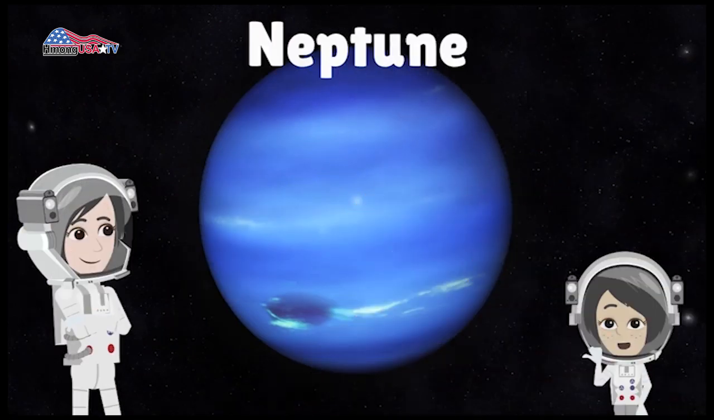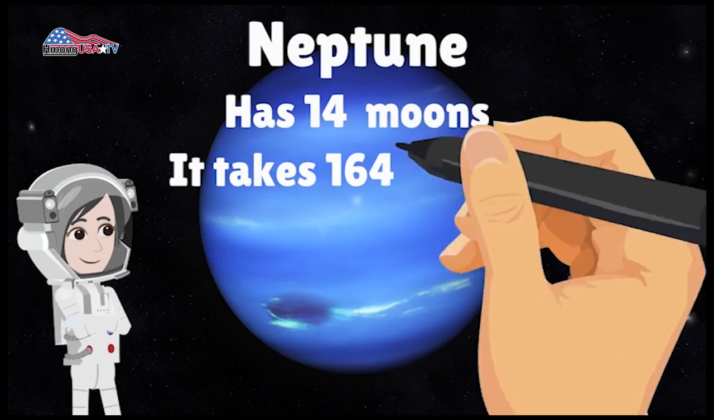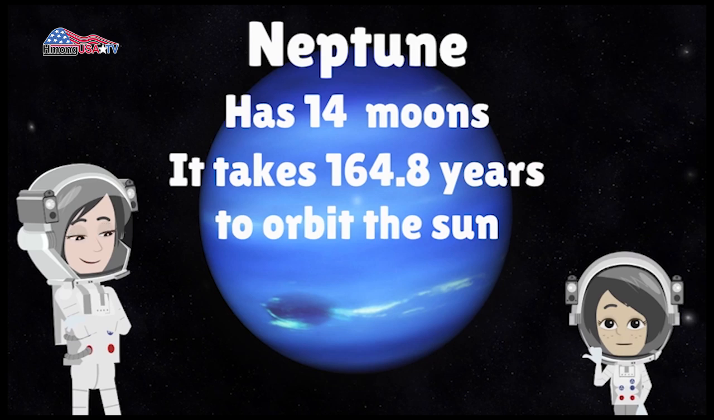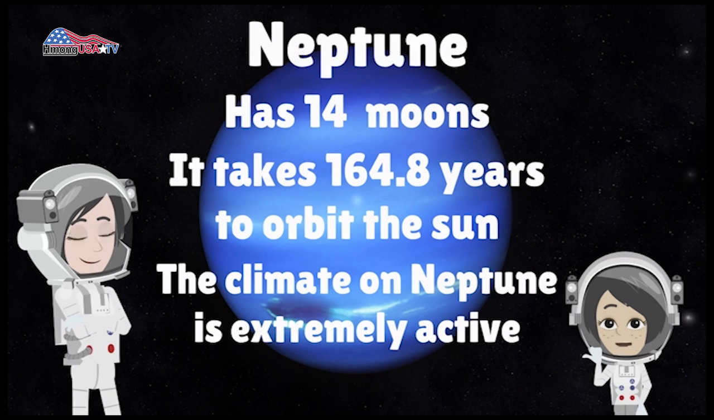This is Neptune, our eighth and final planet from the Sun. It has 14 moons and it takes 164.8 years to orbit the Sun. The climate on Neptune is extremely active, which means it has lots of storms.